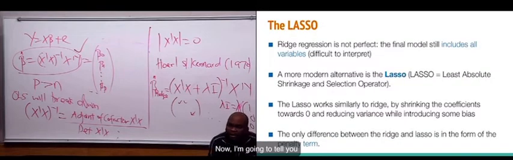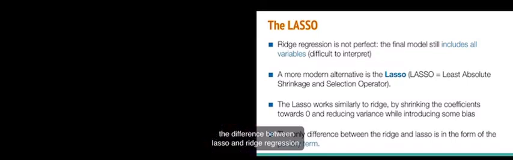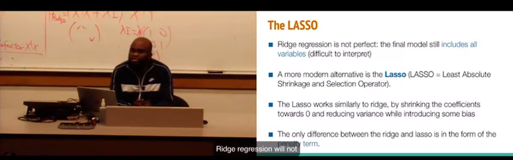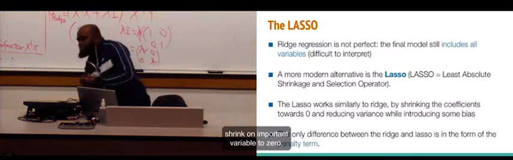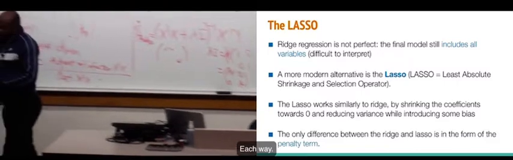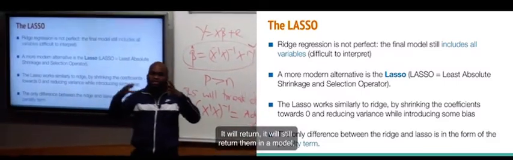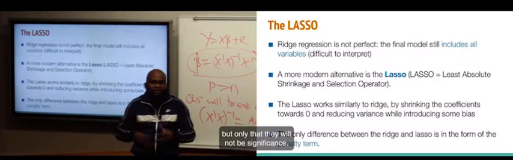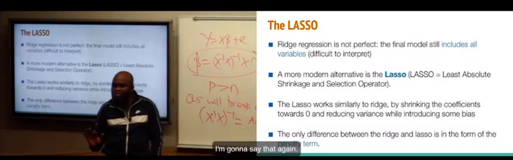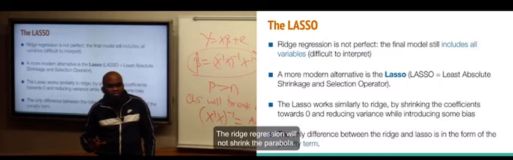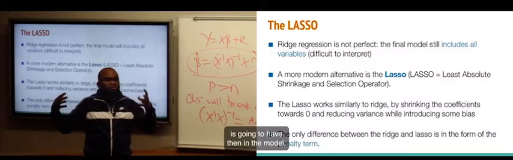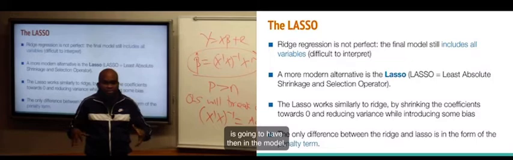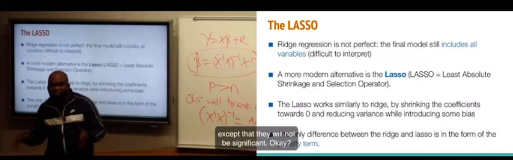Now, I'm going to tell you the difference between LASSO and ridge regression. Ridge regression will not shrink unimportant variables to 0. It will still return them in the model, but they will not be significant. I'm going to say that again: ridge regression will not shrink the regression coefficient to 0. We're still going to have them in the model, except that they will not be significant.